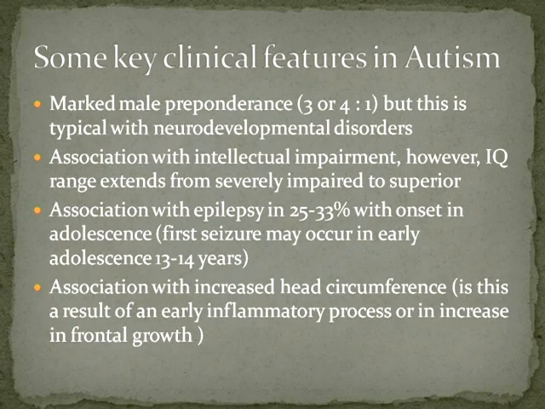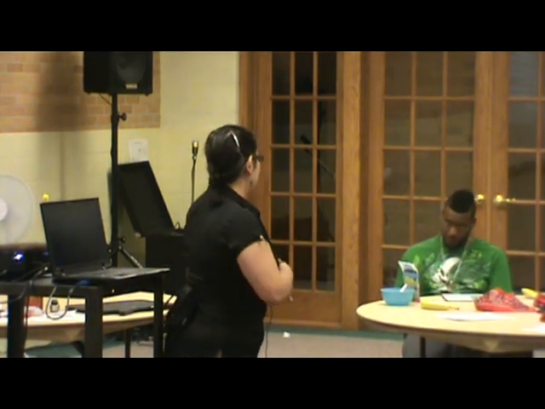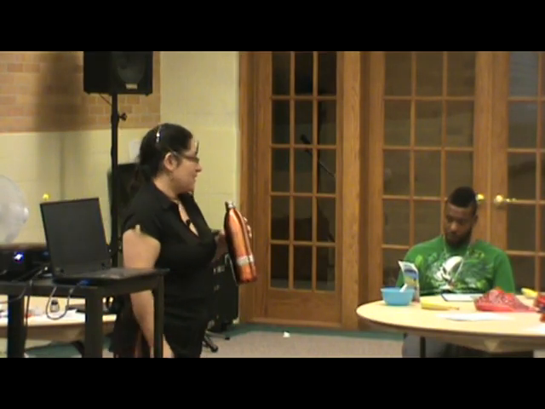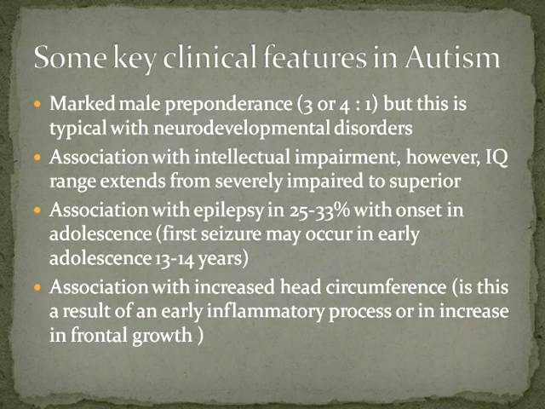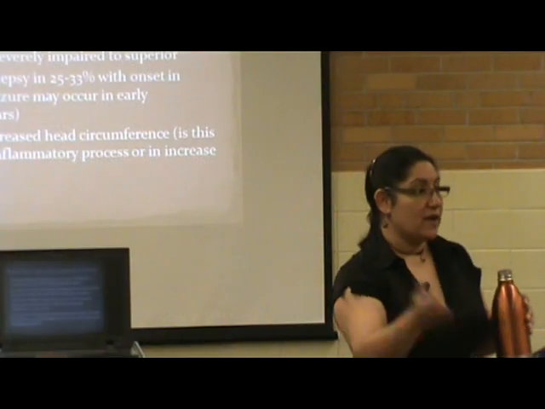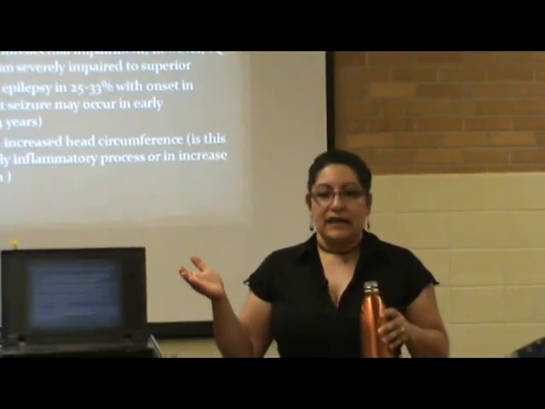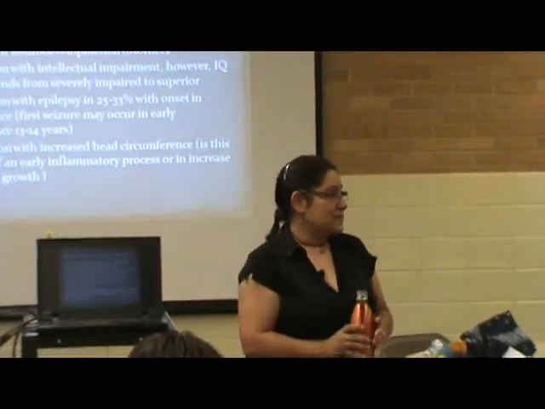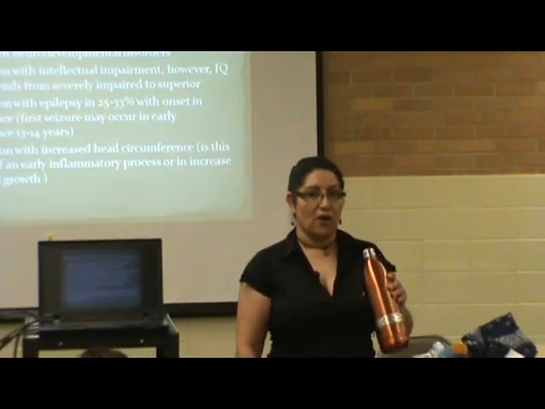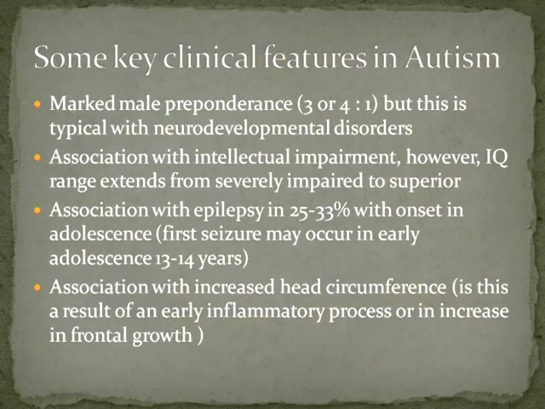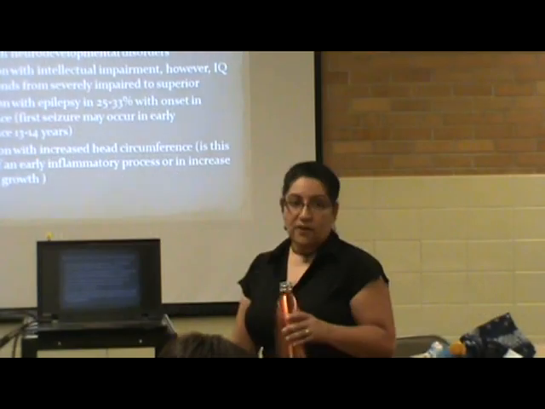Key clinical features in autism, things you need to keep in mind. Marked male preponderance. All you have to do is look through the hallways of this building. We definitely have more boys here than girls, and that upsets and frustrates some of our male students, but they'll get over it. Association with intellectual impairments. However, IQ ranges go from severely impaired to superior, and again, classic IQ tests are not necessarily the best ways to gauge where our students are intellectually. Association with epilepsy, we talked about seizures very briefly. Association with increased head circumference, that's also something we talked about.